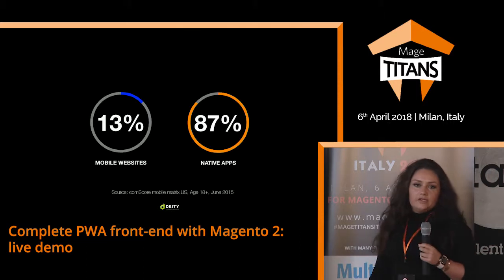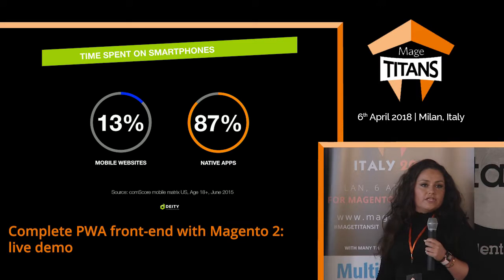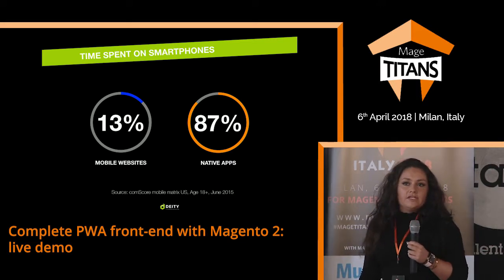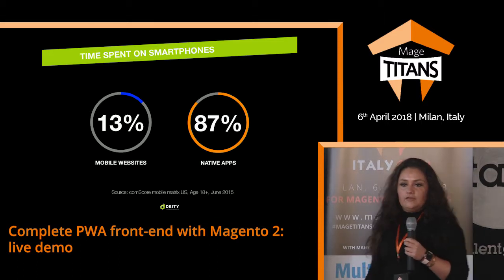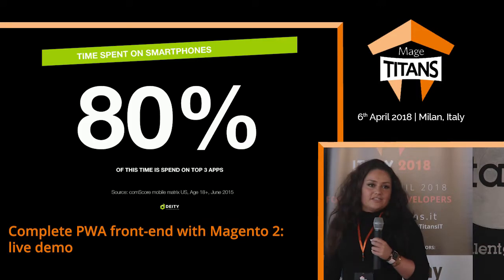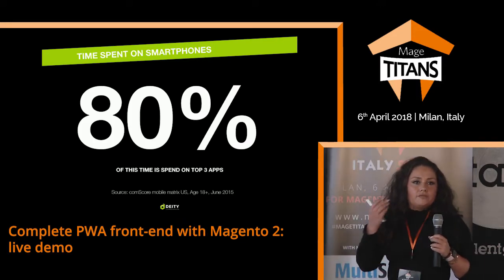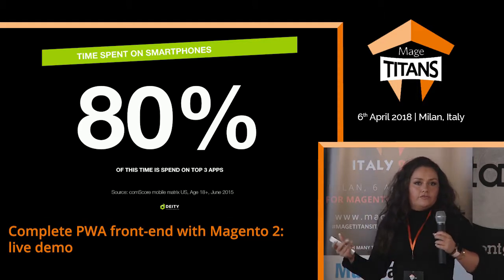And why do we want that? When we look at the time we spend on our mobile phones, we spend 13% on mobile websites and 87% on native apps. And now you all might think, okay, let's start building native apps. What the hell are you talking about, PWA? But there is a catch. 80% of this time we actually spend in just 3 apps: a messenger app, a social media app, and a news app, or something to read content.